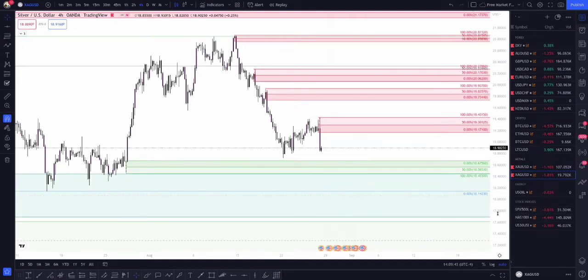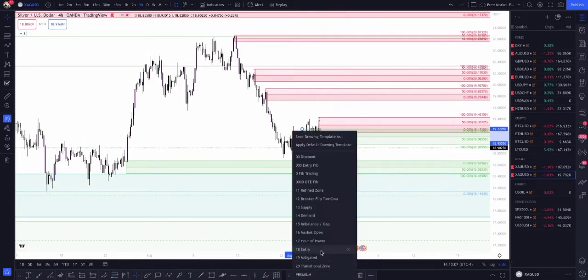All right, let's go over to silver. We have more short positions reported for silver as well. We did have demand that was broken. So here we can mark this as a turncoat.